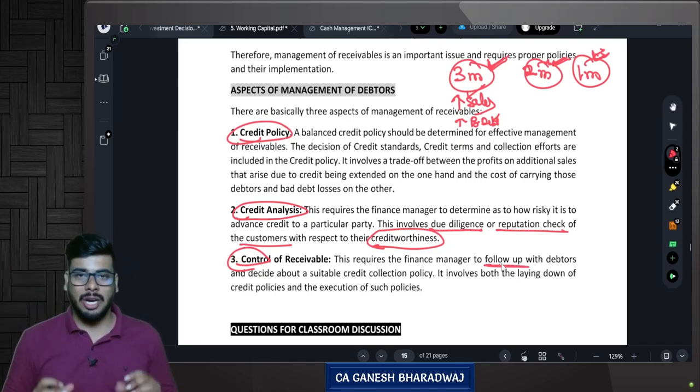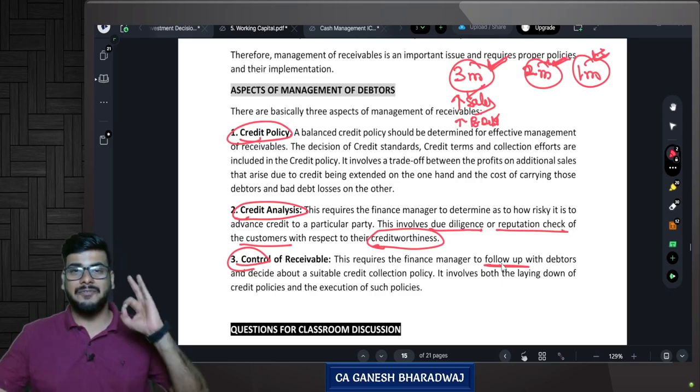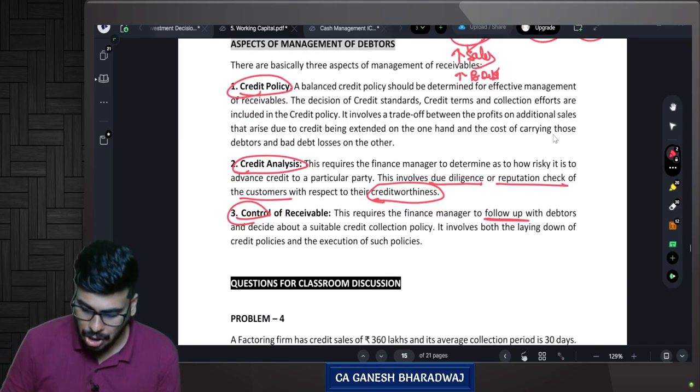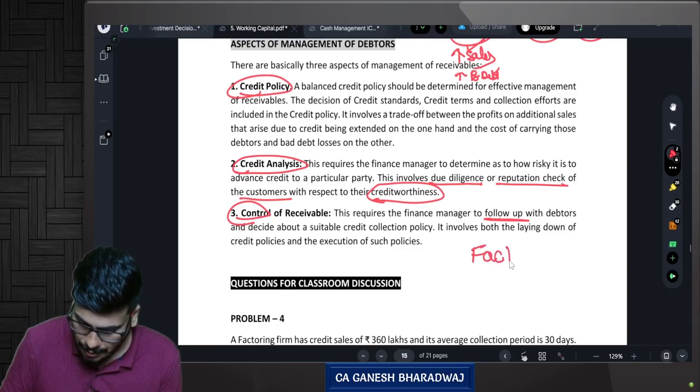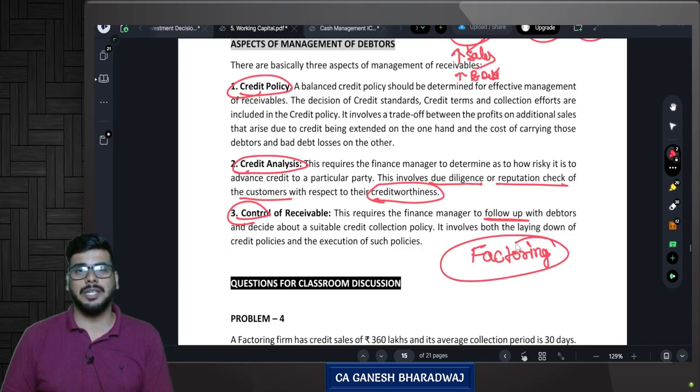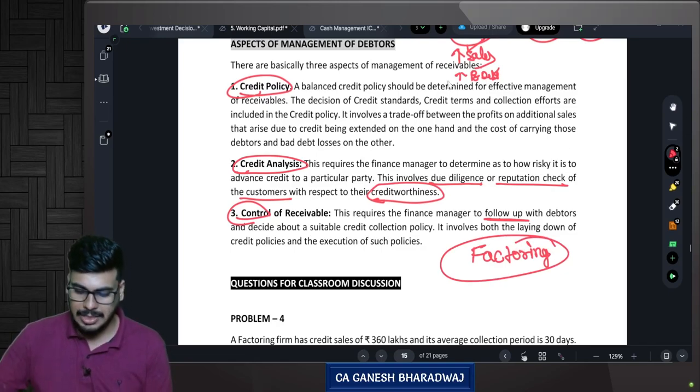Now, in this context, there is a very, very interesting area called factoring. Sir, what is this concept of factoring?